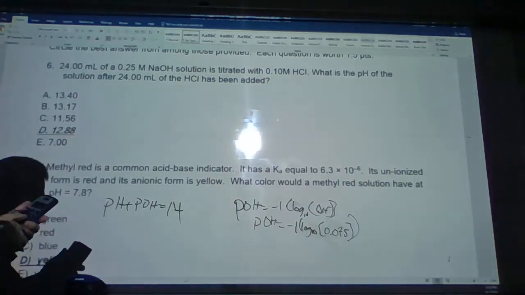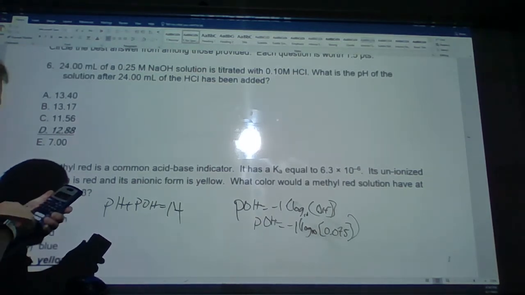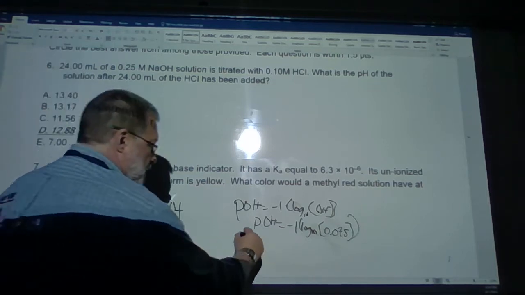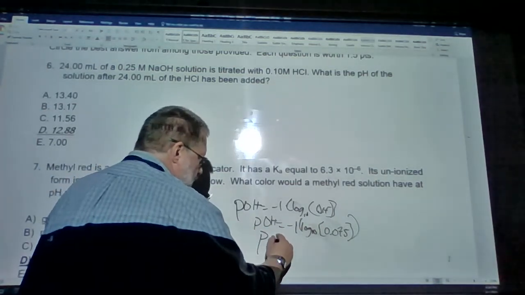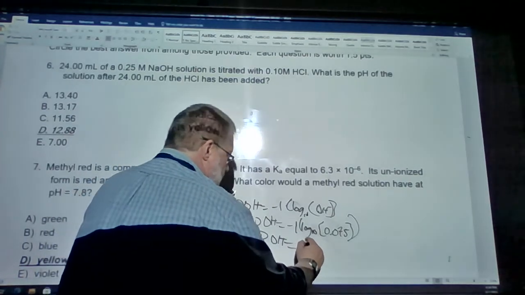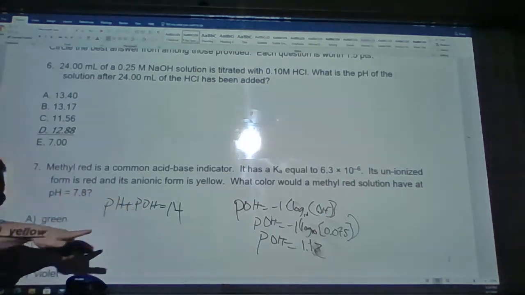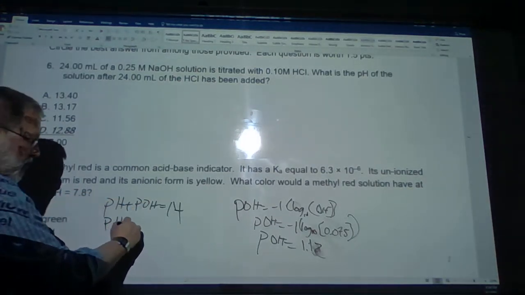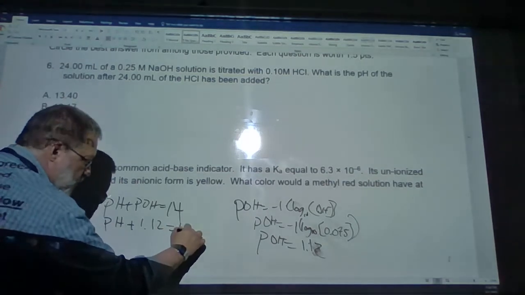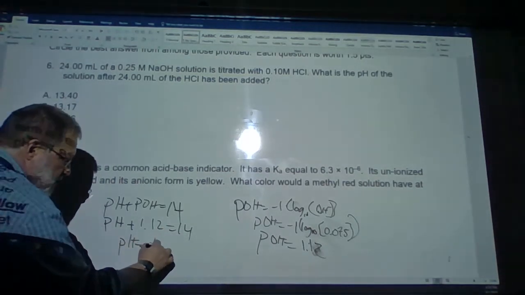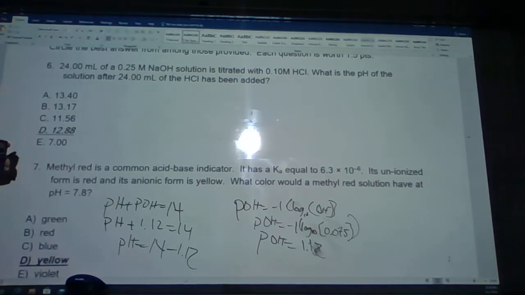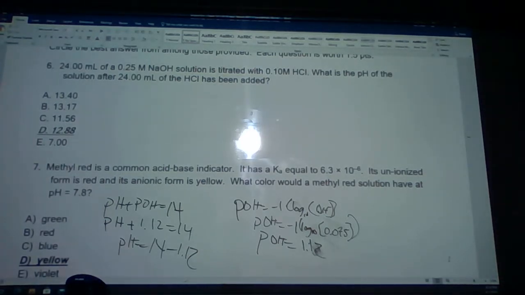So our pH is, we take the log of that value times minus 1, our pOH is 1.12. Stick it into our equation: pH plus 1.12 is equal to 14. pH is equal to 14 minus 1.12. pH is 12.88. So your answer here is D.